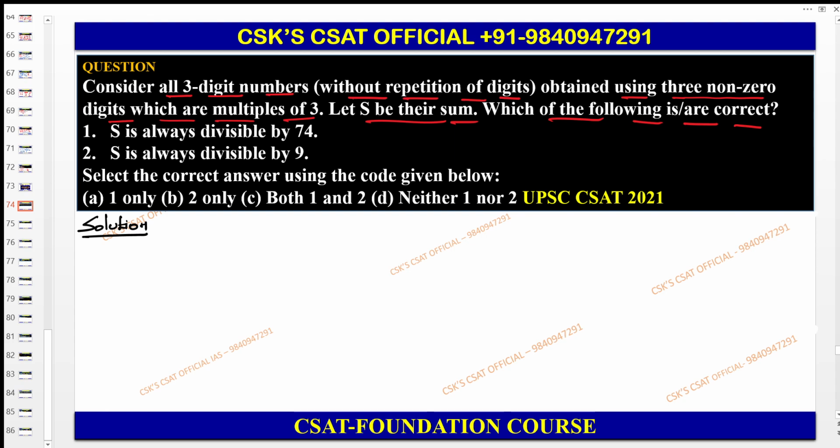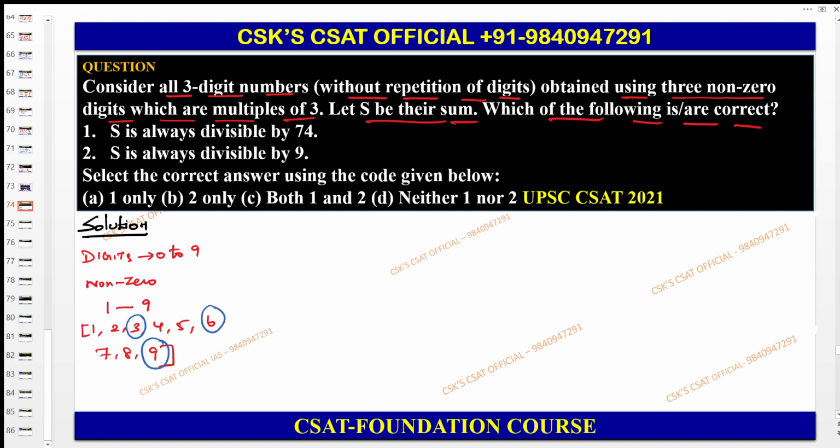First, non-zero digit. Non-zero digit means the actual digits are starting from 0 to 9. It says non-zero, so it starts from 1 to 9. So you write like this: 1, 2, 3, 4, 5, 6, 7, 8, 9. So these are the non-zero digits. And one more thing provided here: which are multiples of 3.